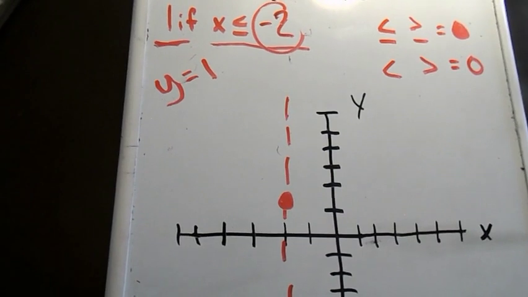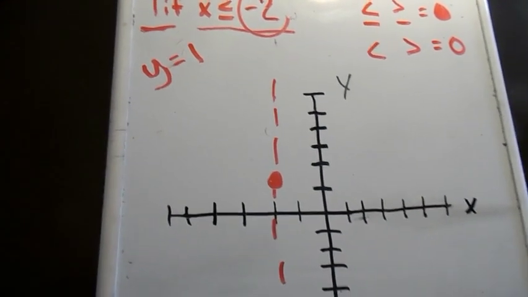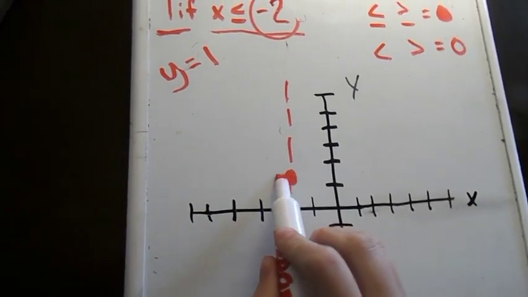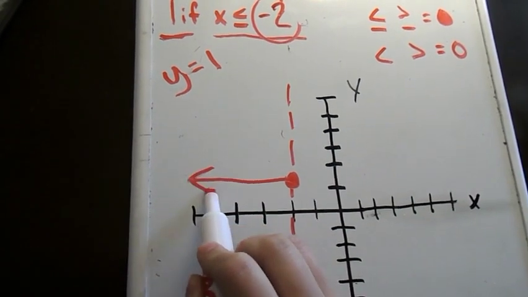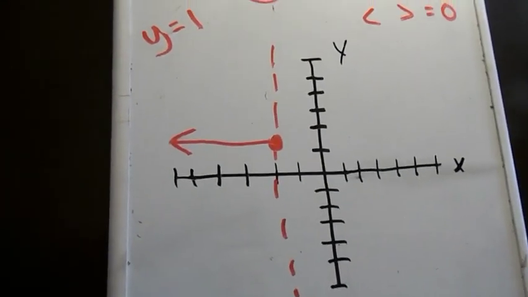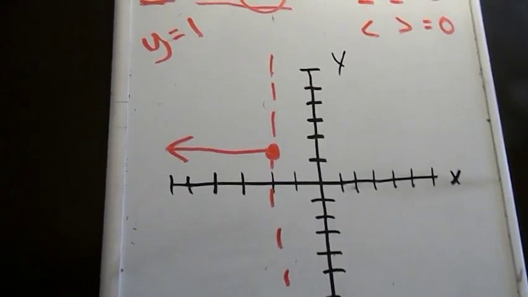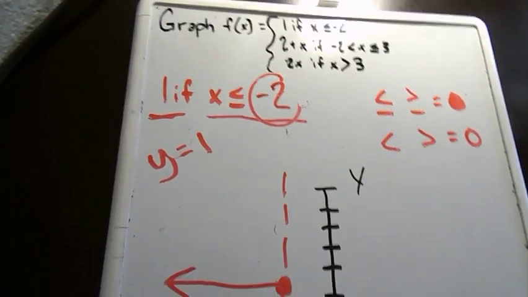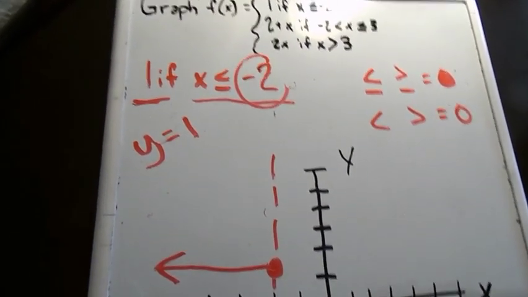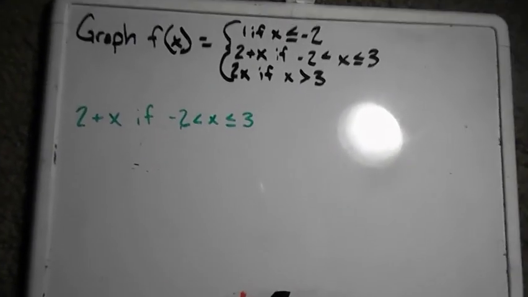Now, since we know y equals 1 is a horizontal line, we draw a horizontal line to the left. And that is how you graph the first function, 1 if x is less than or equal to negative 2.